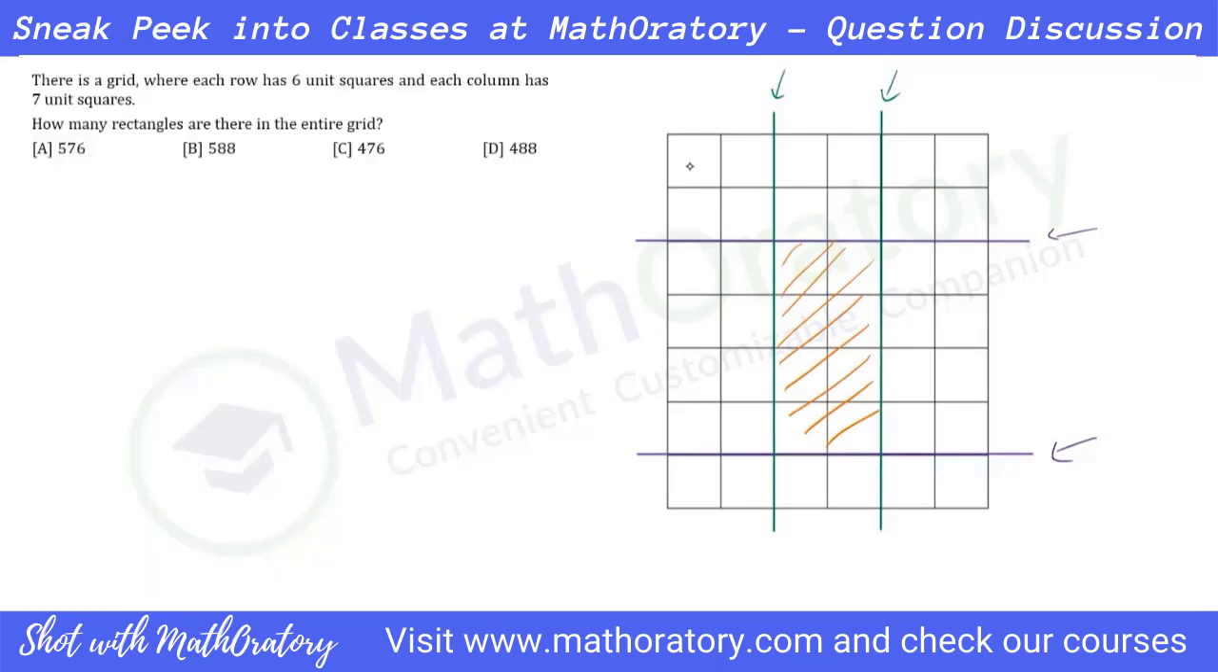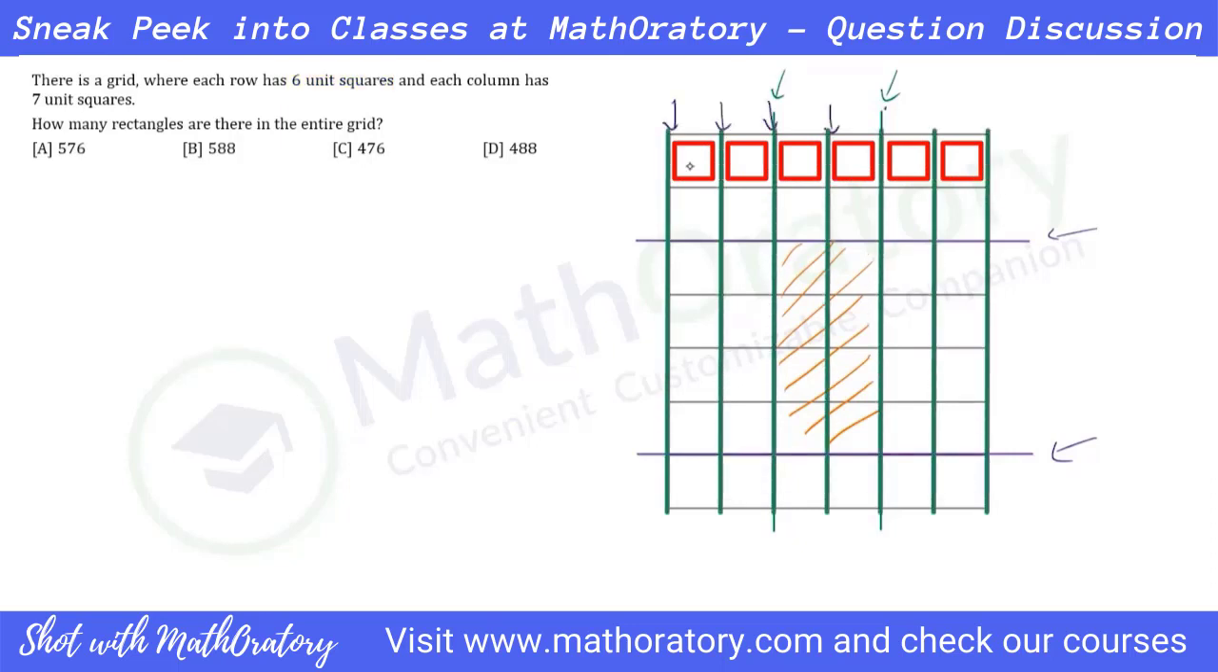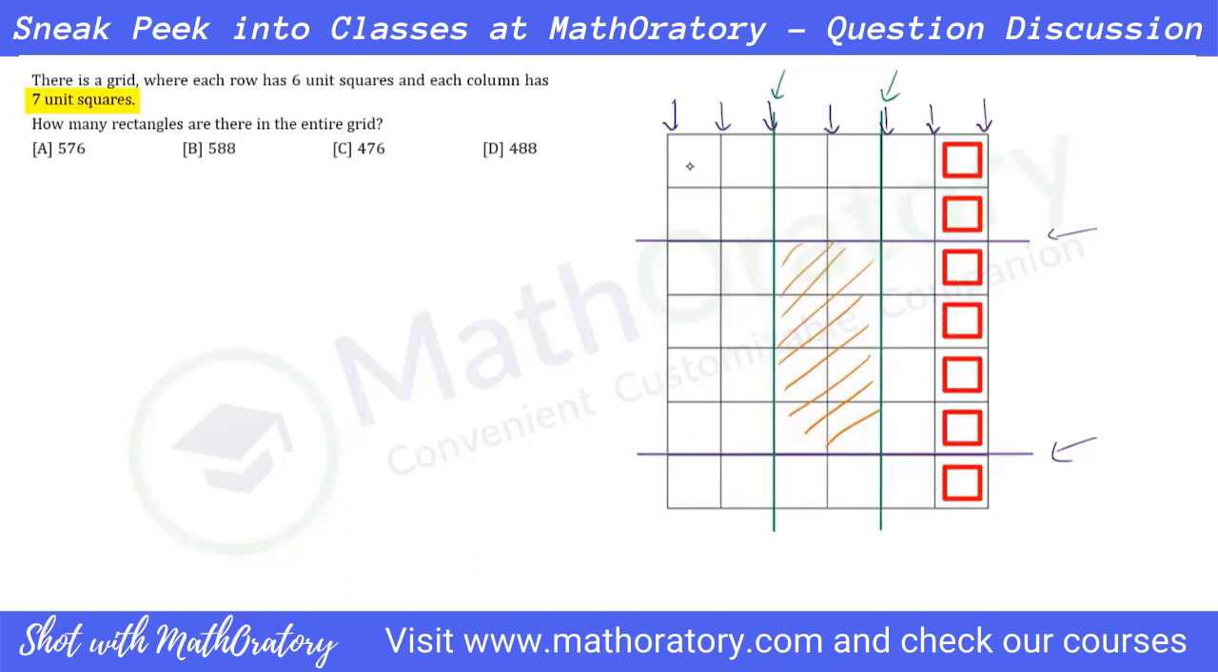That's it. So in this problem, how many vertical lines do you have? That is something you have to count, because each row has 6 squares. So the number of vertical lines will be one more than that, isn't it? So there will be 7 vertical lines. And similarly, each column has 7 unit squares, so you should have 8 horizontal lines because of that.